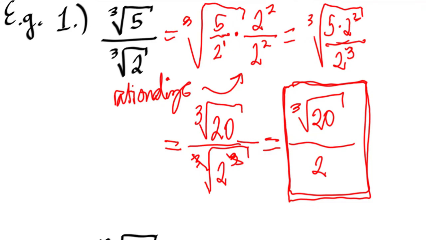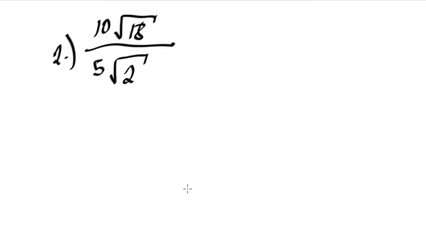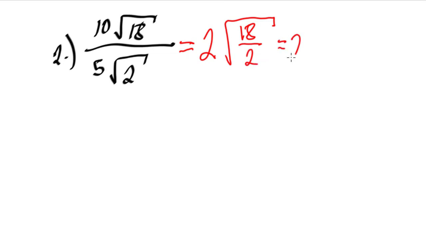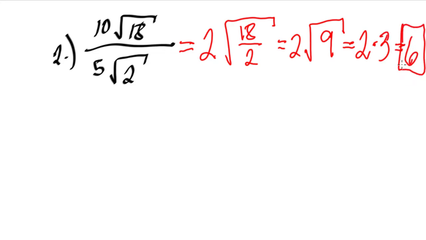Okay, next number. Let's give another example here. We have 10 square root of 18 divided by 5 square root of 2. This is a number, not an index. Next, we'll do the operation. 10 divided by 5 is 2 clearly, and then put them under one square root, 18 over 2, by our formula above. This will give us 2 square root of 9, since 18 over 2 is 9. Square root of 9 is equal to 3, so we have 2 times 3, which is equal to 6. And that's our answer for number 2: 6.